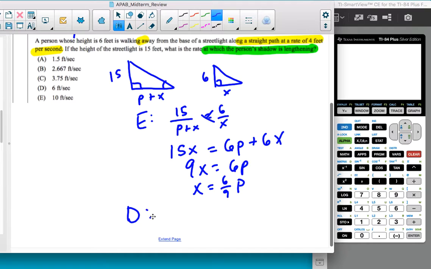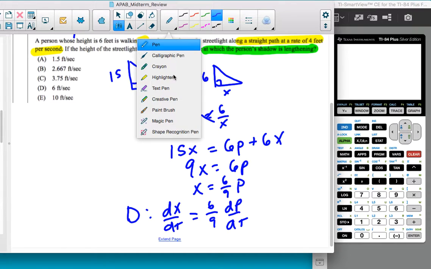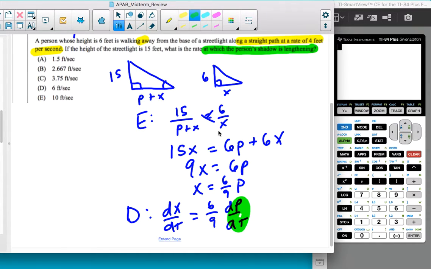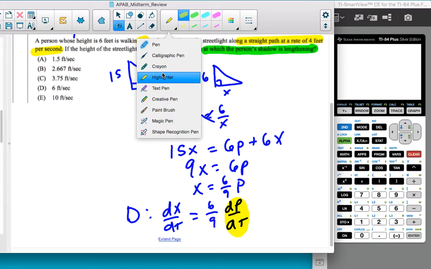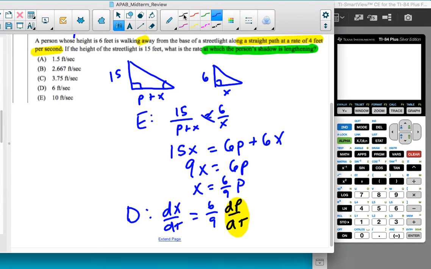So now when I differentiate, dx/dt, and that's the reason I solved for x, because I knew I wanted dx/dt, is 6/9 times dp/dt. Well, I was given dp/dt, that's how fast the person is walking, right? So the person is, oh, wrong color, my bad. The person is walking at a rate of 4 feet per second, right? And so I'm going to be able to find that dx/dt is 6/9 or 2/3 times a 4. So I get 8/3.